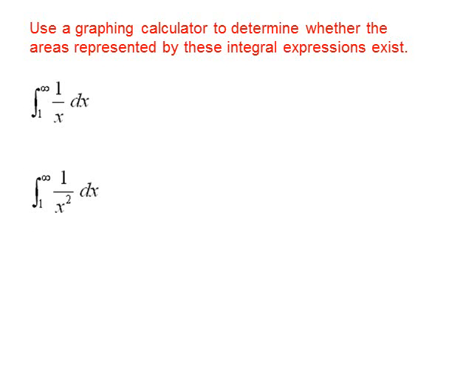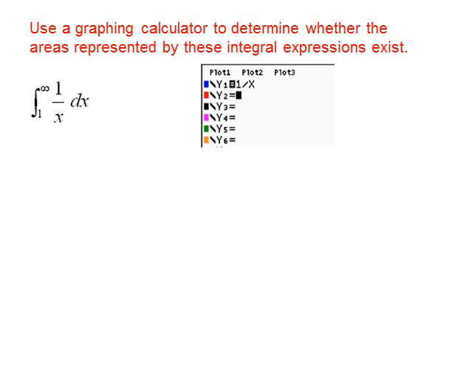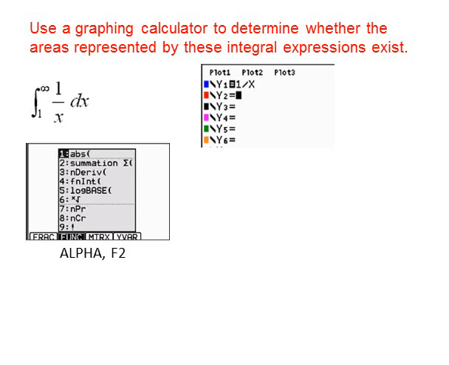Let's start by using a graphing calculator to help us make sense out of a few improper integrals. These two integrals are improper because they both have infinity as one of their limits of integration. Let's look at 1 over x first. As for any other limit that I would evaluate using a calculator, I'm going to enter the integrand as an equation in the y equals screen. Then exit out of the y equals screen, and using alpha F2 to pull up this menu, I'll select number 4, function integral. For the upper limit of integration, I'll choose something large since I can't enter infinity here.